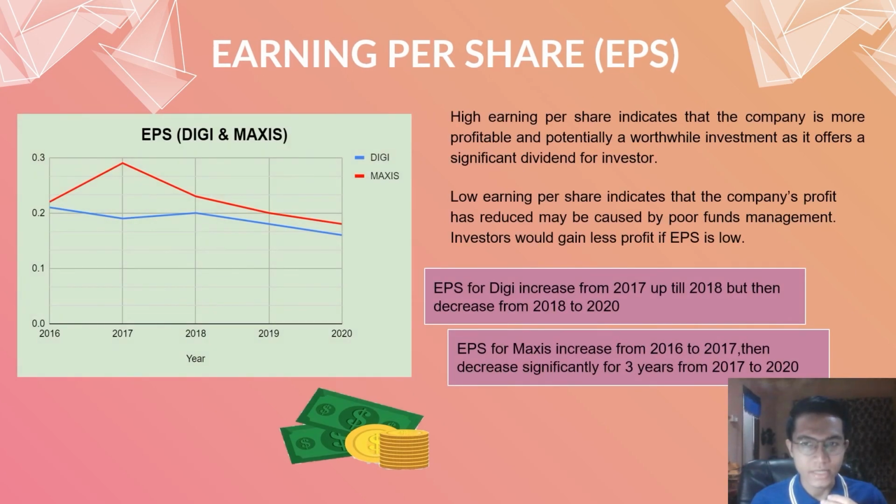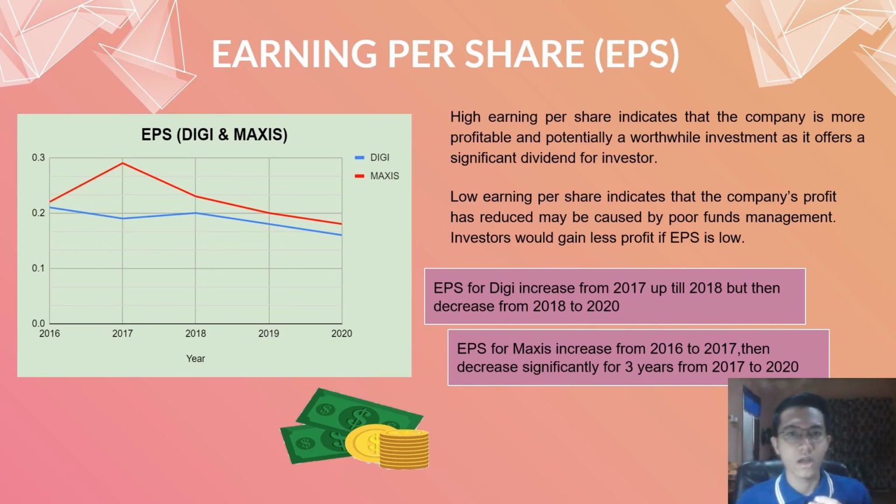EPS for DG and Macy's. The blue line here shows the EPS for DG. EPS for DG increased from 2017 up to 2018, but then decreased from 2018 to 2020. As we all know, earnings per share refers to the portion of the company's earnings that is assigned to each outstanding share of common stock for a certain period of time. So a high EPS indicates that the company is more profitable and potentially a worthwhile investment, as it offers a significant dividend for the investor.